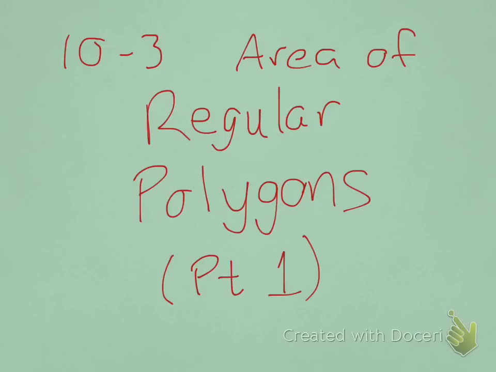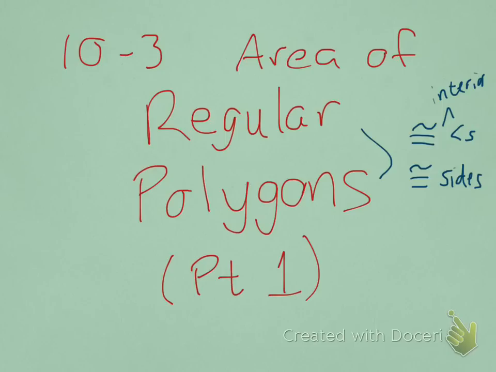Alright, now today we are talking about lesson 10-3, which is the area of regular polygons. Hopefully you remember what a regular polygon is. If not, just a quick refresher. All of its interior angles are congruent, and all of its side lengths are congruent as well. So it has congruent interior angles and congruent side lengths.